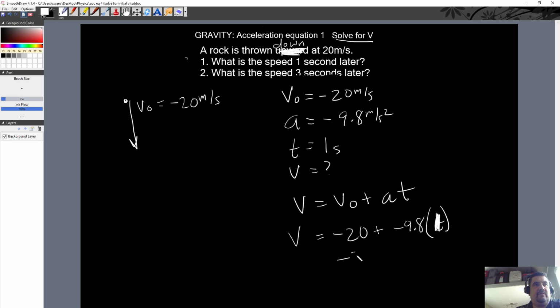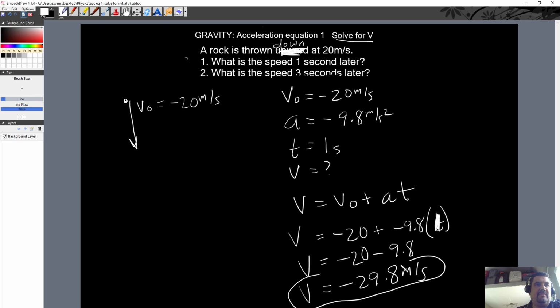So we got negative 20 take away 9.8, because negative 9.8 times 1 is negative 9.8. Oh, I forgot the zero here. So negative 20 minus 9.8. When you have a negative 20 take away more, that's going to be negative 29.8 meters per second. That's a big difference from last time. Last time it was like 10.2 or something because they had thrown it up.